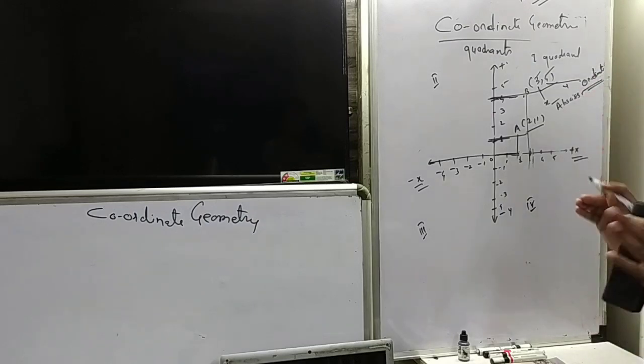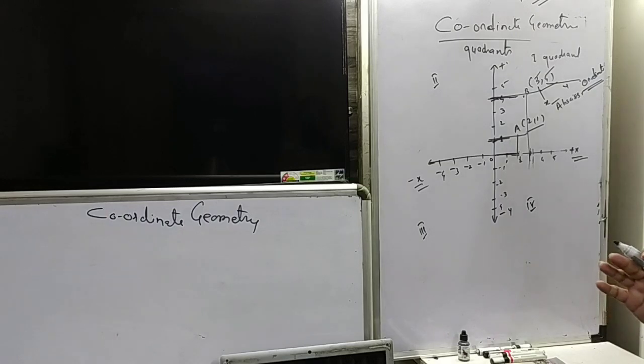Abscissa means x coordinate and ordinate means y coordinate. The x-axis is not called abscissa, and the y-axis is not called ordinate. The x coordinate is called abscissa, and the y coordinate is called ordinate.